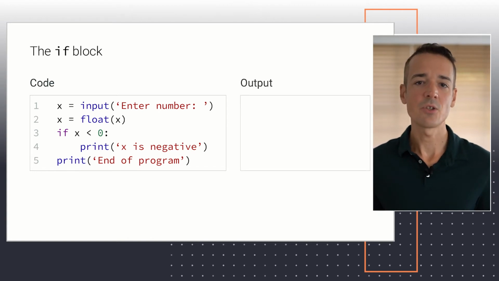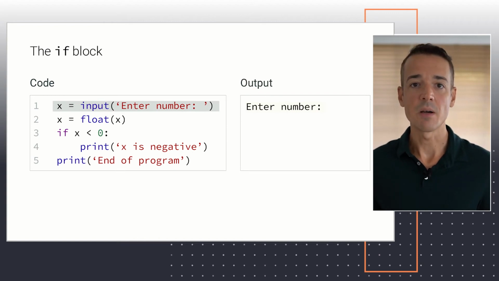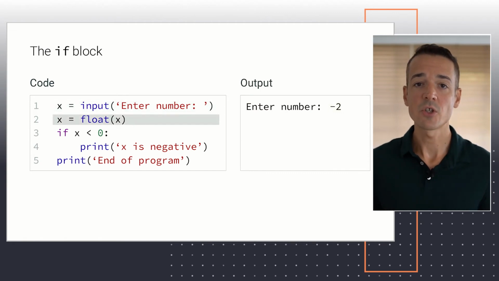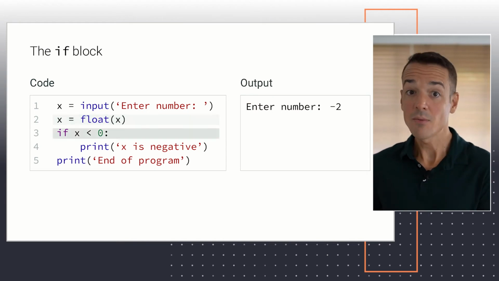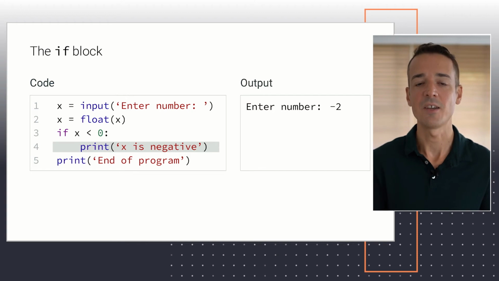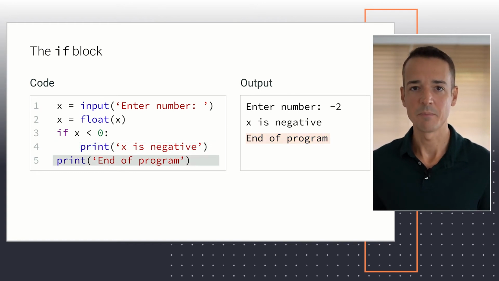Let's look at a possible execution of this program. When the program starts, line 1 prints message enter number into the console and waits for the user's input. Let's assume the user enters number -2 and presses enter. The program then moves to line 2, converts string -2 into a float, and saves it in a variable x. In line 3, the if statement checks whether x is less than 0. The condition is true, therefore the program proceeds executing the body of the if block in line 4, printing a message into the console that says x is negative. Finally, line 5 prints end of program.